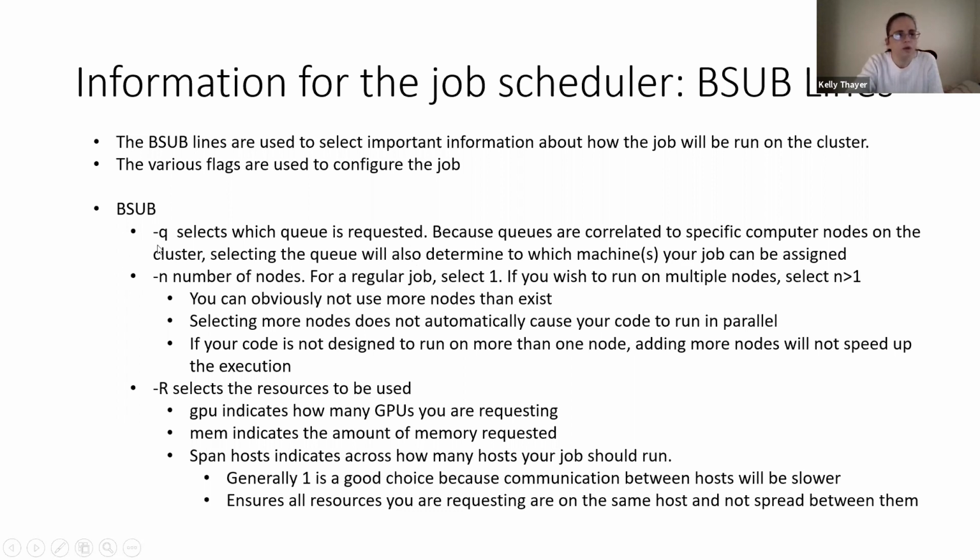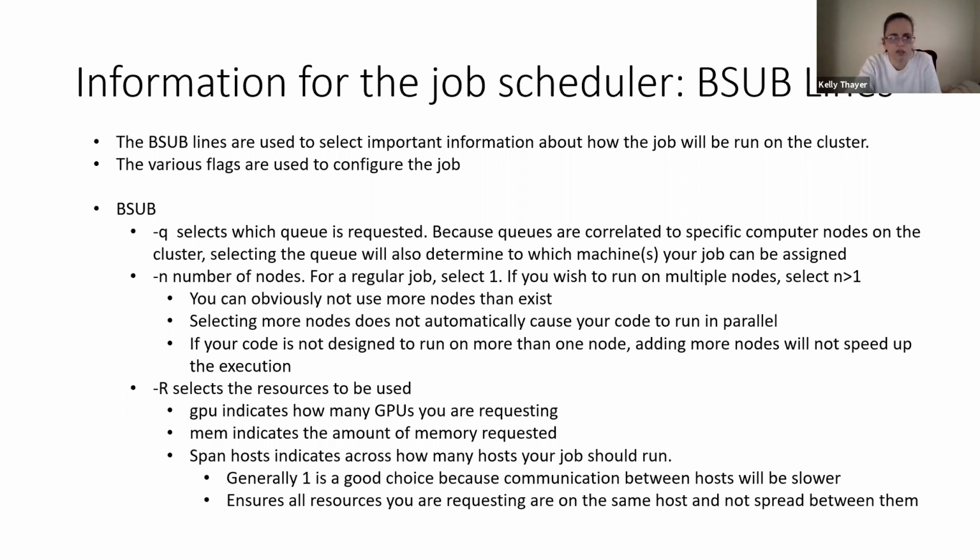So bsub is going to then be several lines, and we're going to have various flags on it for configuring the different things. -q is going to select the queue. We had the list of the queues in the beginning. So what you will need to do is pick which queue you want to use.